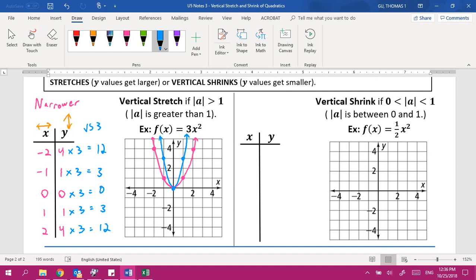All right, so let's do the vertical shrink now, okay? If vertical stretches got narrower, what do you think vertical shrink's going to do? Wider. The opposite of narrower is wider, right.